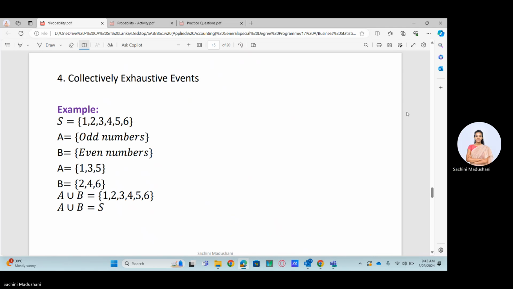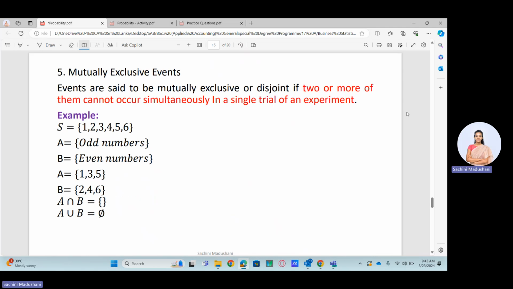Understood? Then the other concept. We take the same example. What is the intersection?